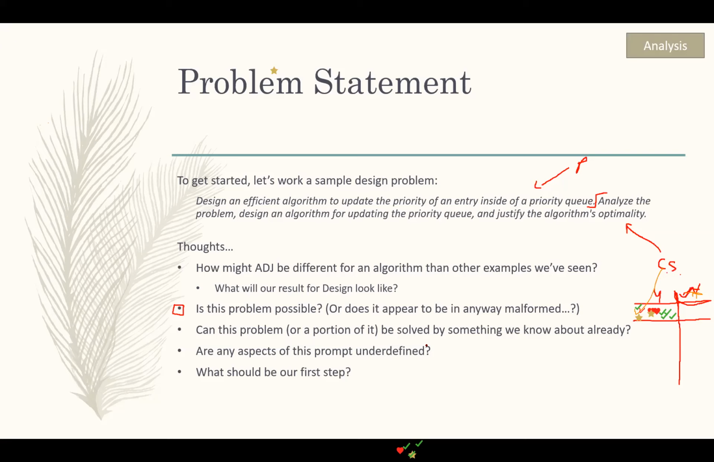All right. Let's look at number 2. For number 2, I'll read the question, and I'll add a little bit. Can this problem or a portion of it be solved by something we already know? Here, maybe focus on the 'or a portion of it be solved.' Do we know anything that could help us out with solving this? Maybe not the whole thing, but at least part of it.